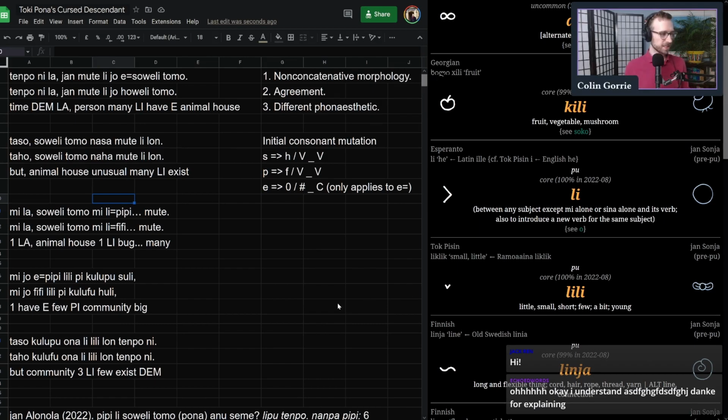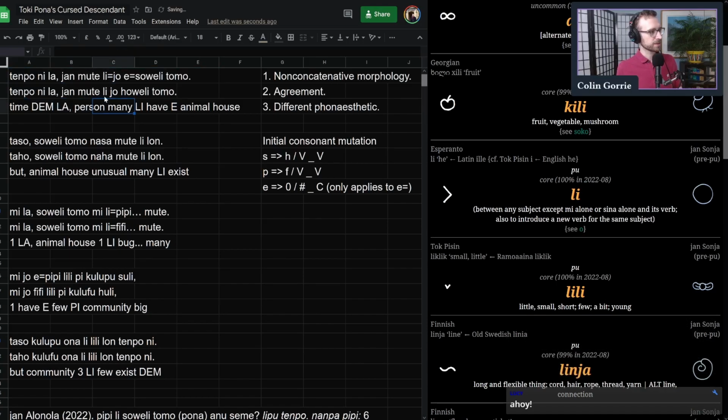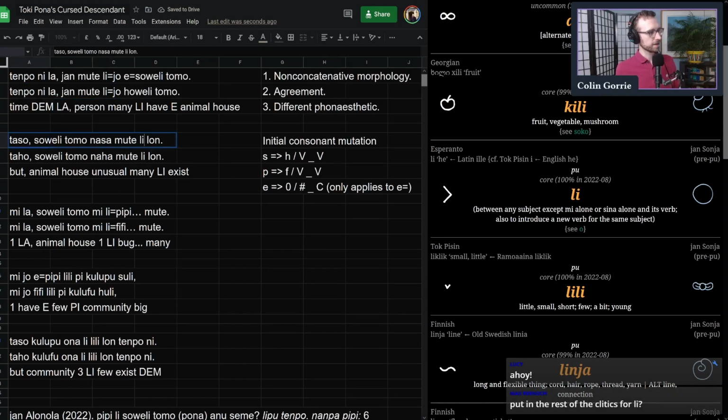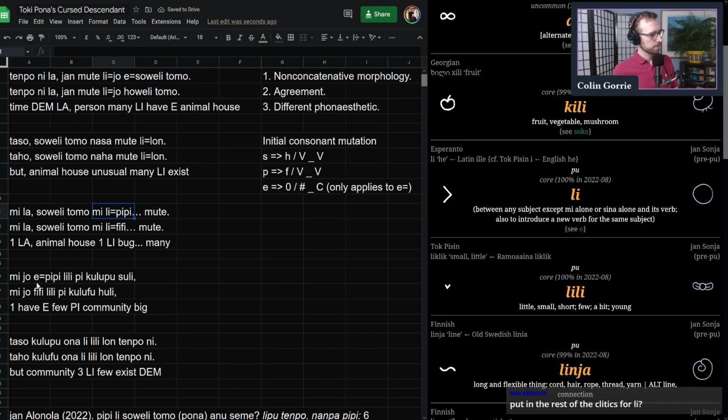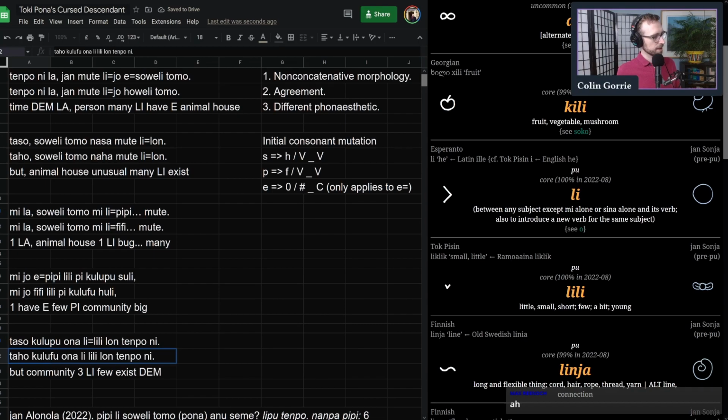Okay. So that's good. Now let's propagate some of these decisions we've made about the status of li. So li is a proclitic, so it's going to attach to yo, lio, and lilon. Great. What else do we have? Any more li's? Here we go. Li, li, li.